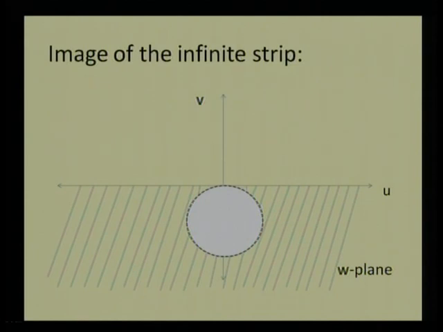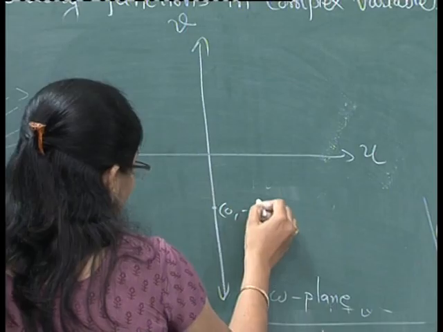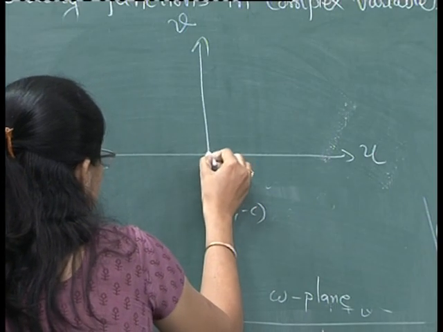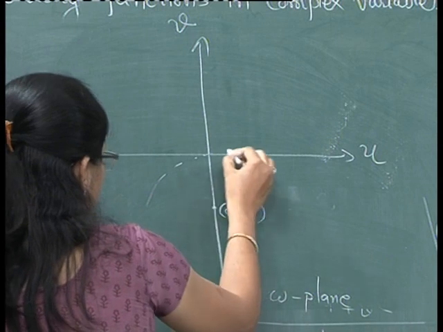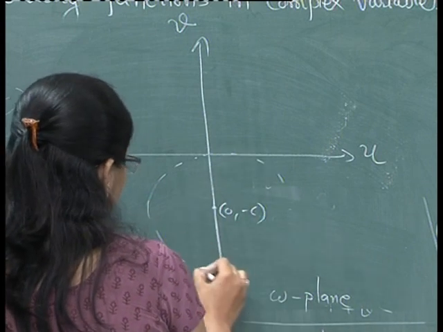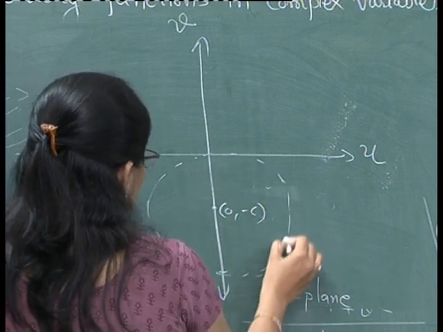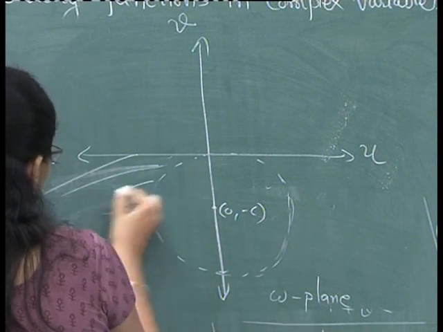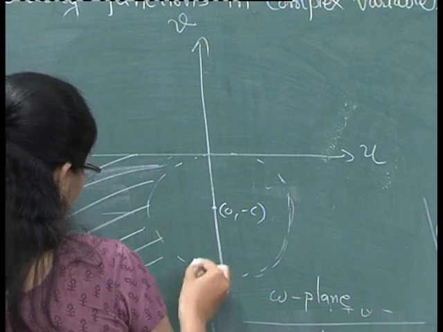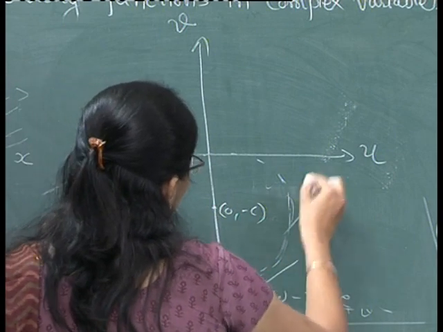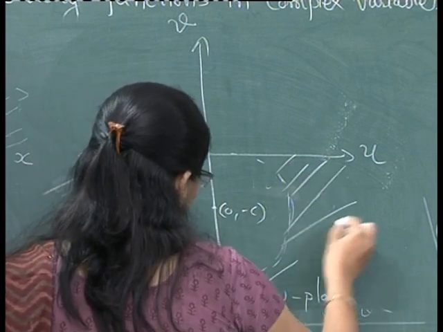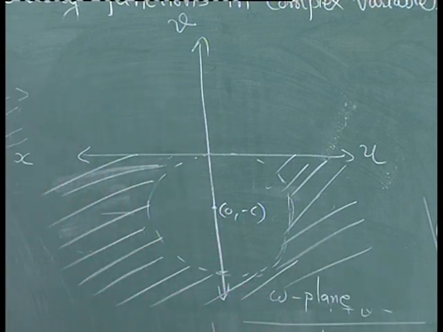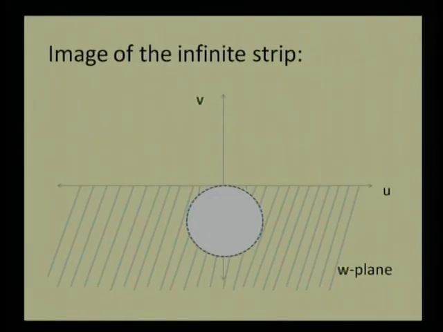the lower half plane, and first I draw this circle with the center 0, minus c. So this is the center 0, minus c and the radius is c, and so the exterior part of this circle, and since v is less than 0, this is the image. This is the image of this infinite strip under the transformation w is equal to 1 upon z.